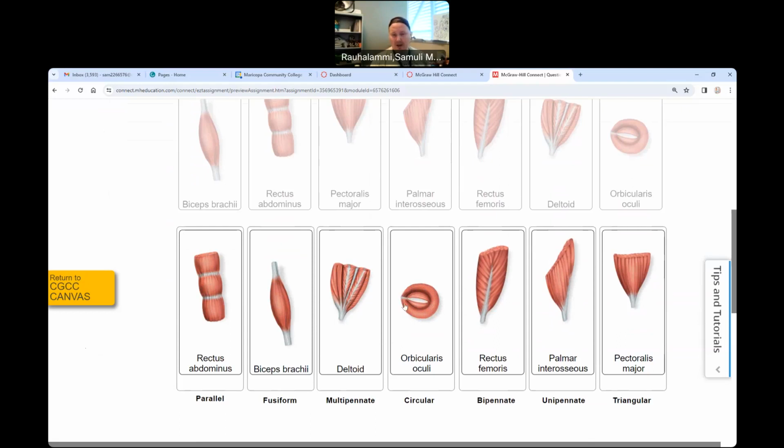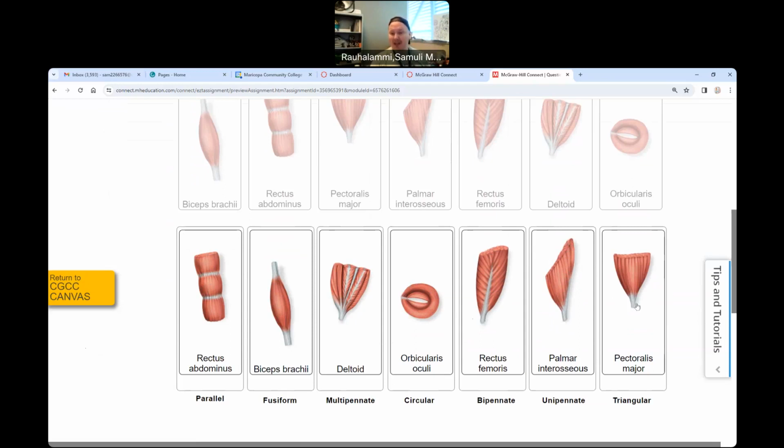In addition to orbicularis oris that I used as an example, we have orbicularis oculi, this kind of round muscle around the eye that we're seeing here. A bipennate example, so again, these fibers that attach to the central tendon, in this case, two sets. So rectus femoris is a good example of that. In terms of the unipennate, again, these fibers that attach to a single tendon, but this time we're looking just at one. Palmar interosseous muscle is a good example of that.